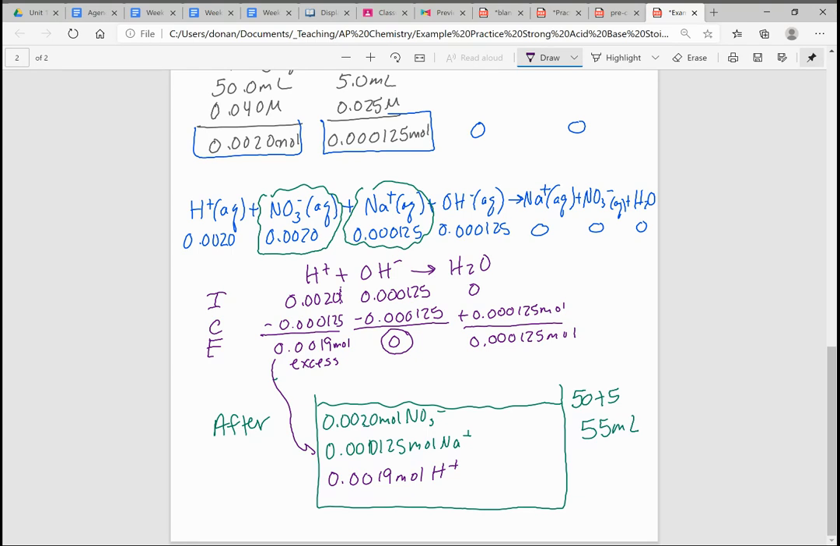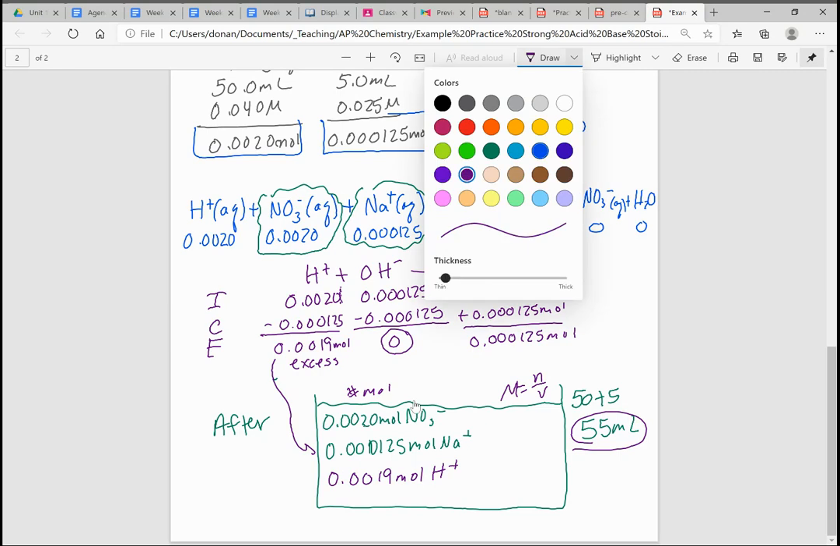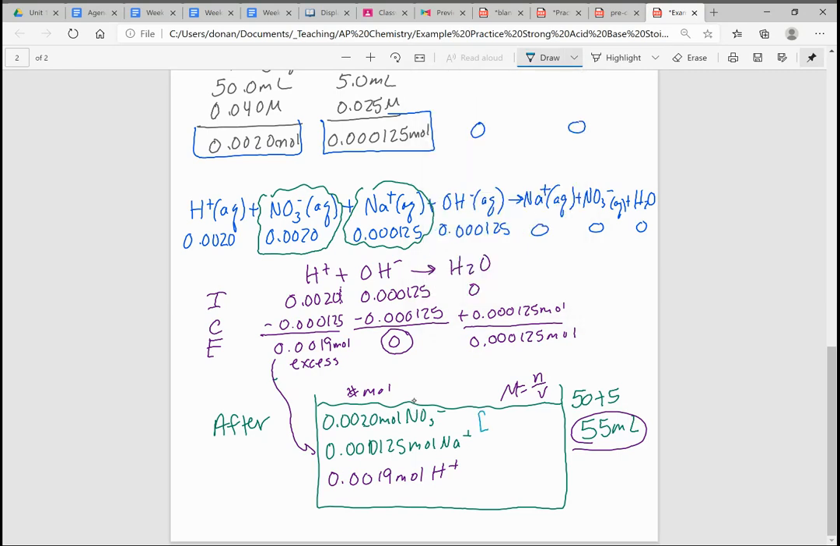Okay, so the question number 7 says, what's the concentration? These are the number of moles. That's not concentration. So to get the molarity, remember, the molarity is the number of moles over the volume. So I'm going to take each of these and divide by my volume. And so if we do for the nitrate, 0.002 divided by 0.055, and we get the concentration of nitrate. Let me change the color here. The concentration of nitrate is going to be 0.036.